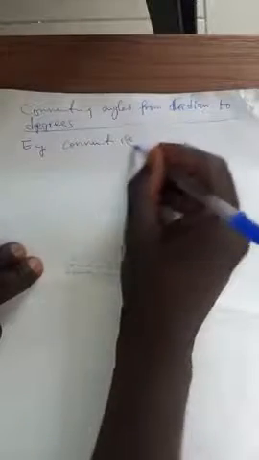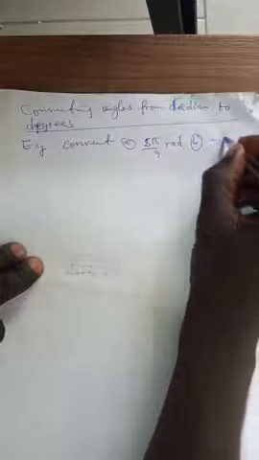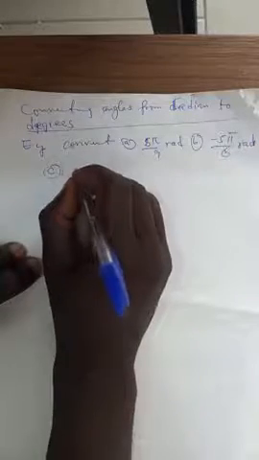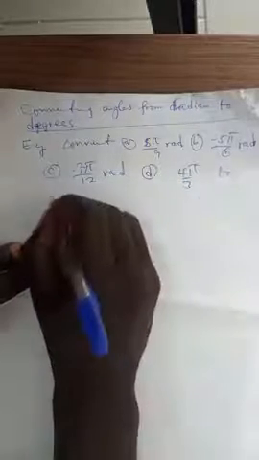So we have an example here. That example is saying convert: A, we have 5 pi over 9 in radian. And then B is saying minus 5 pi over 6 in radian measure. And then C is saying you should convert 7 pi over 12 in radian measure. And then D is saying we should convert 4 pi over 3, all these to angles in degrees.